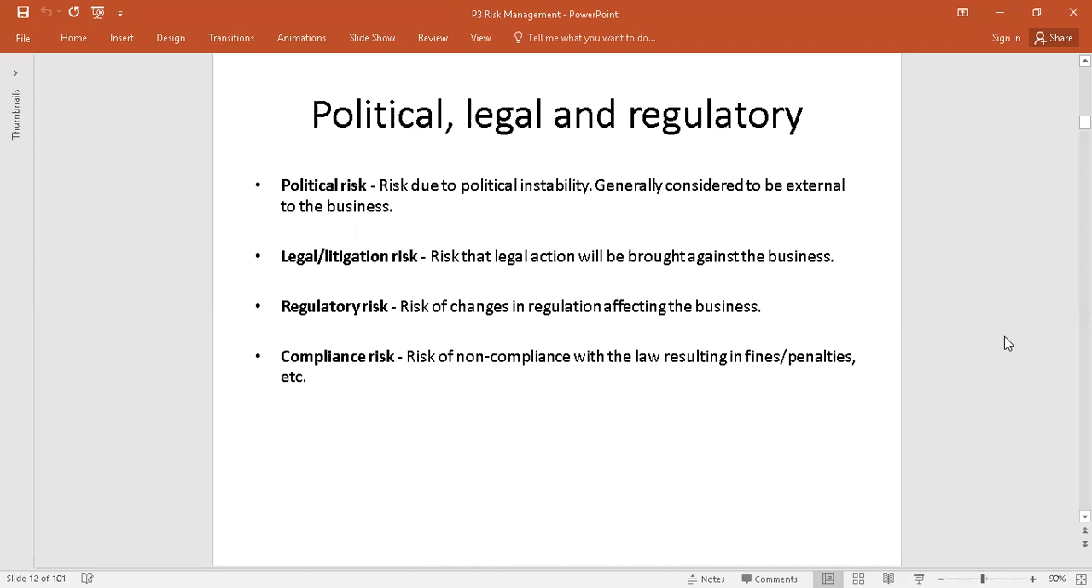Legal or litigation risk: the risk that legal action will be brought against the business. So some legal action would be taken.